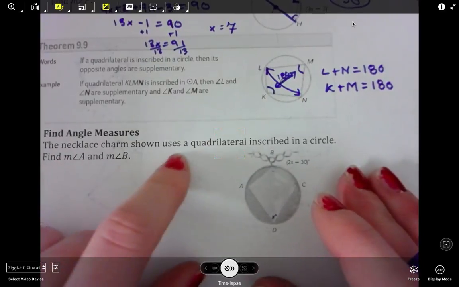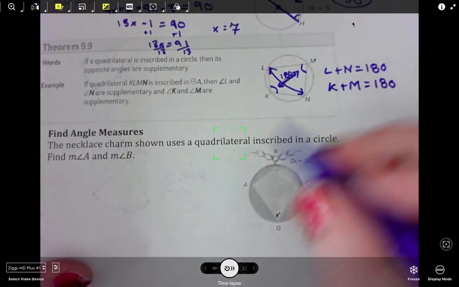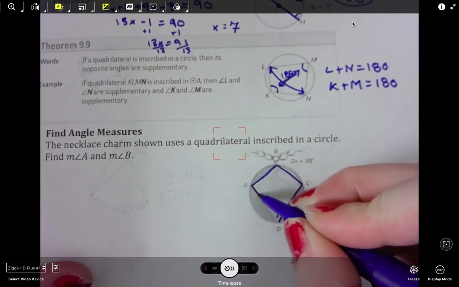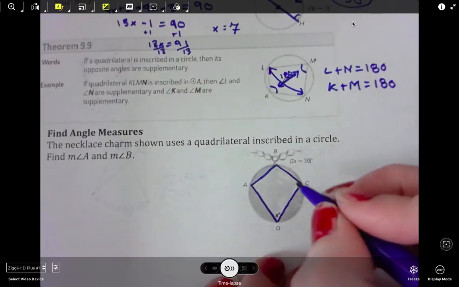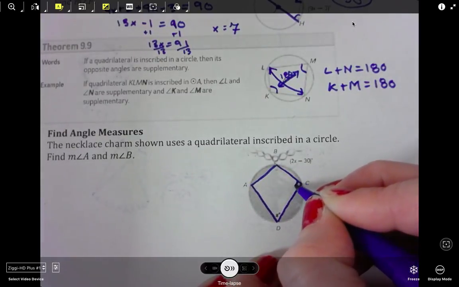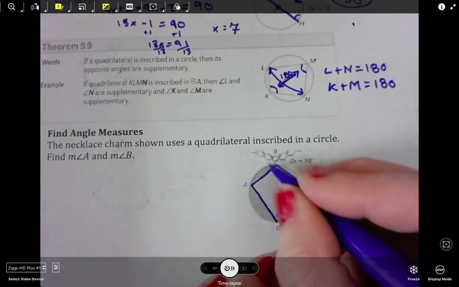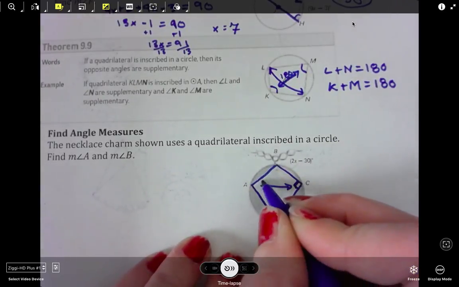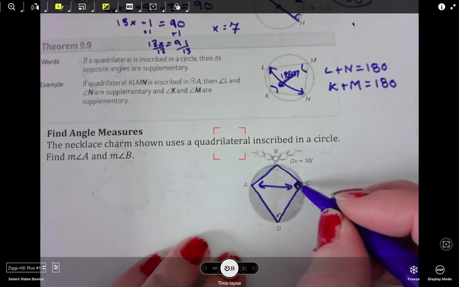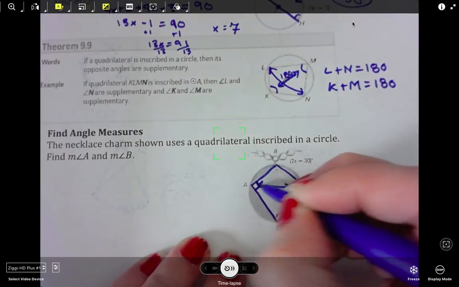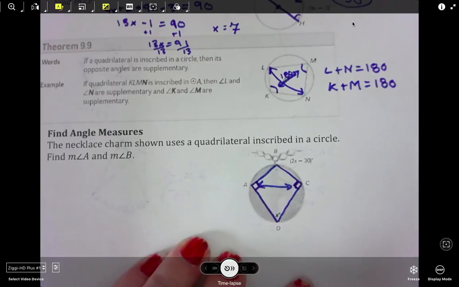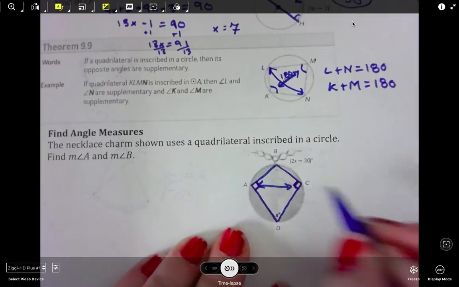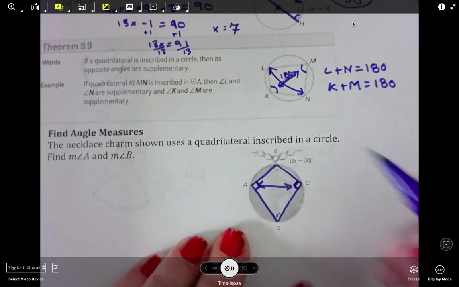So the necklace charm shown uses a quadrilateral inside of a circle. So we have this, it kind of looks like a diamond, all right? And I don't know if you can see in this little corner, this is a right angle. So if this is a quadrilateral inside of a circle, we know that these two have to add up to be 180 degrees. So if this one's a right angle, this one also has to be a right angle because 90 plus 90 makes 180, okay? They don't necessarily have to be the same, but they have to add up to be 180. So if this one's 90, that one has to be the other 90, right?